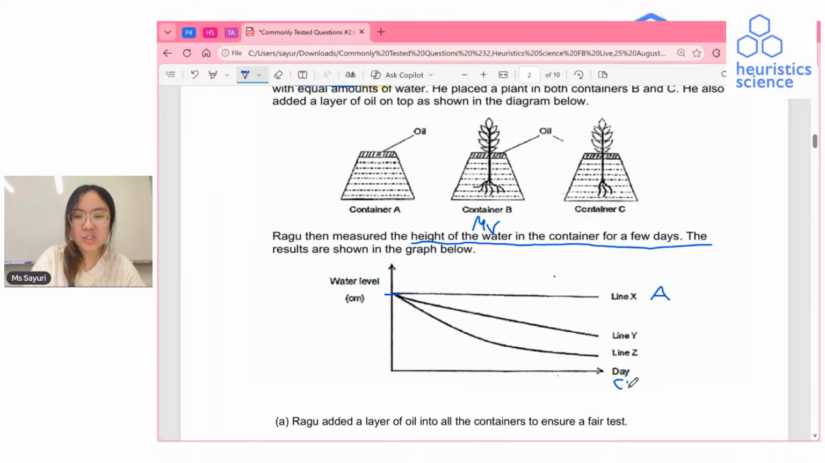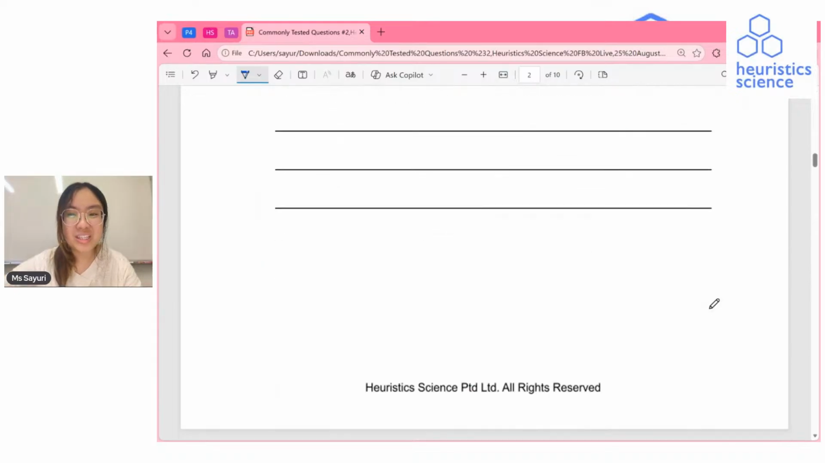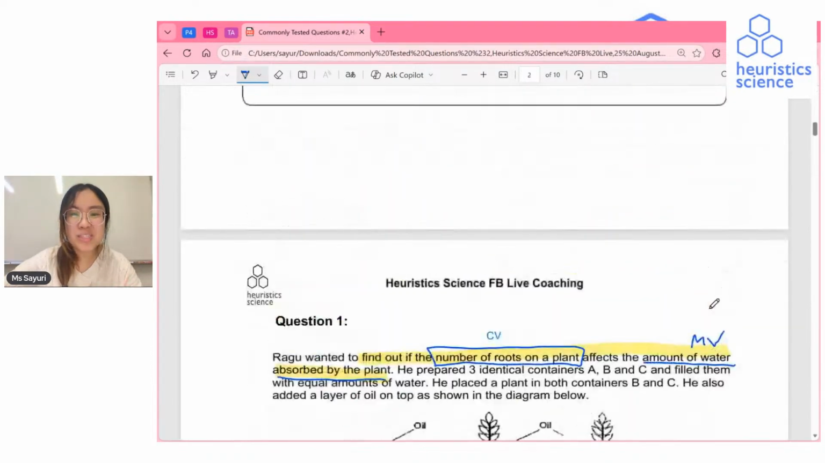This is definitely your change variable, and this is definitely your measured variable. Okay, and over here we compare. We know that if there are fewer roots, it's going to take in less water. So C is here, followed by B. Do you all get that? Note that this isn't the question asked, because I removed parts of the question. I just wanted to bring in the most commonly tested part.